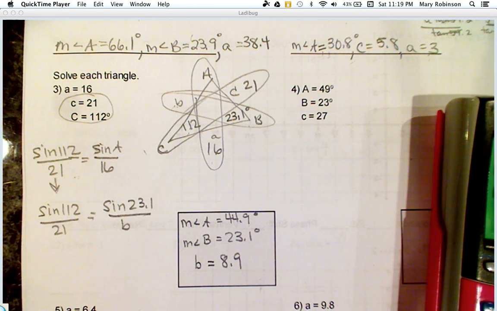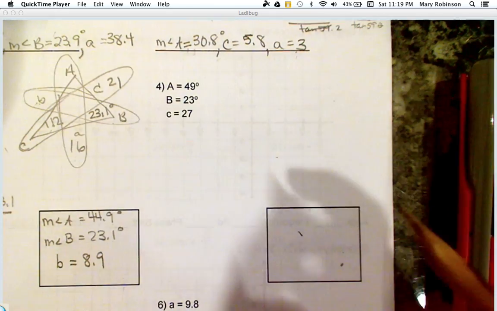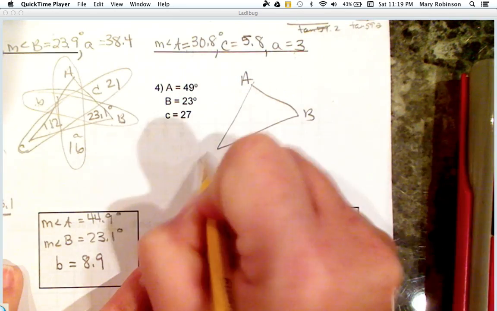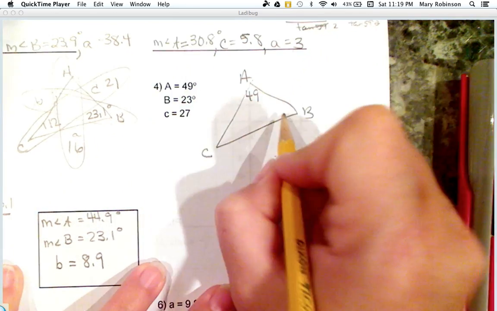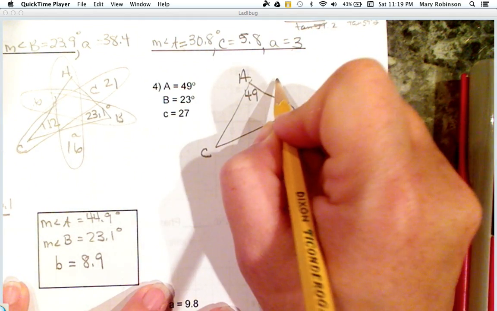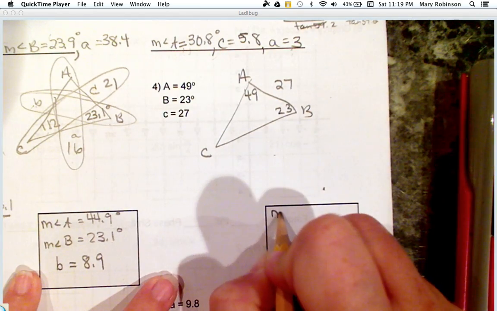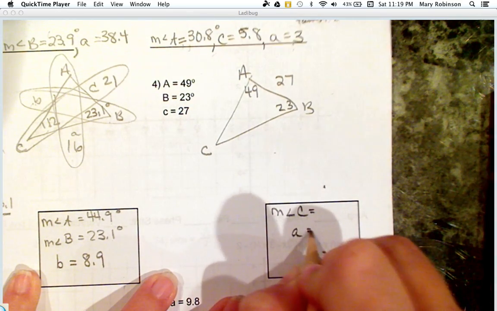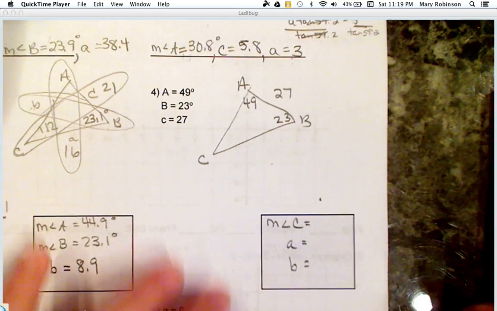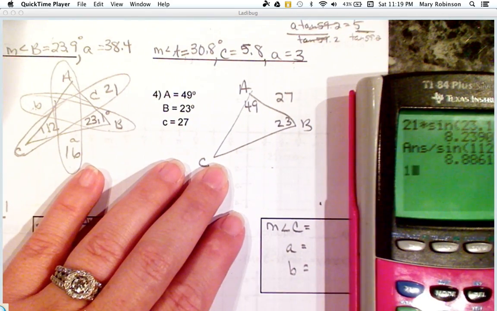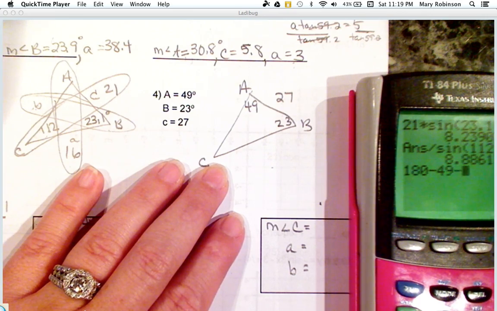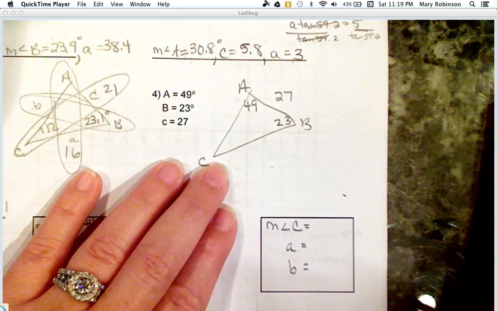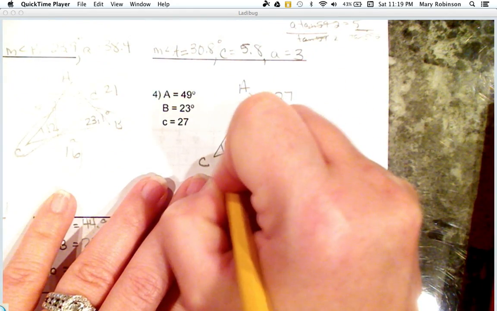Alright, next if you take a look at number 4, you're given 2 angles and a side this time. So that's going to make finding the third angle really easy. Angle A is 49, B is 23, C is 27. We need the measure of angle C, we need side A, and we need side B. So finding the third angle is going to be the easiest part. Subtract the two given angles that I know from 180, and I get 108 degrees for angle C.